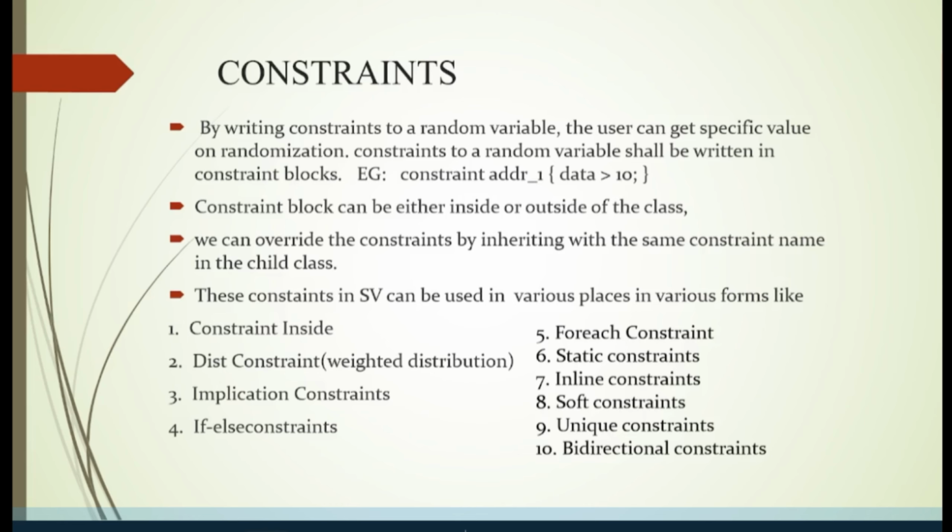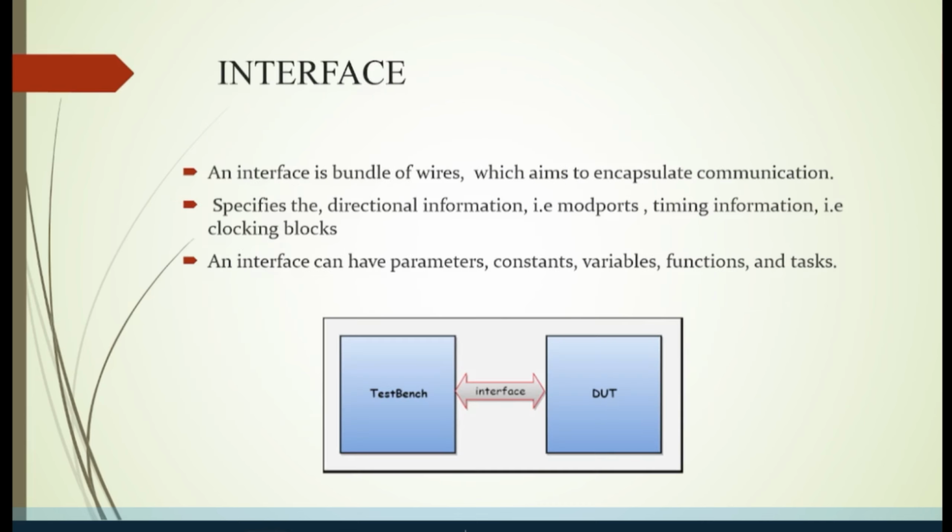Basically, randomization and constraints go hand in hand. First you will see about randomization, and you will know how to put the limitations on those particular randomization bits. Okay, so this is constraint randomization.